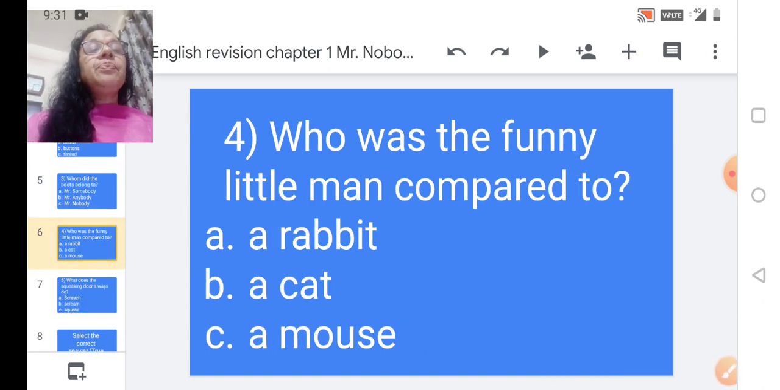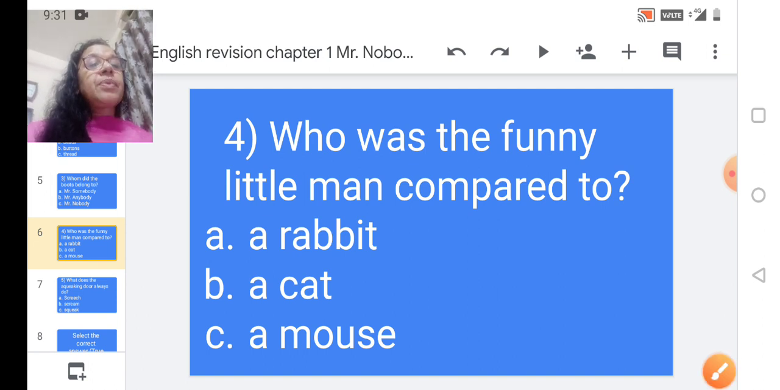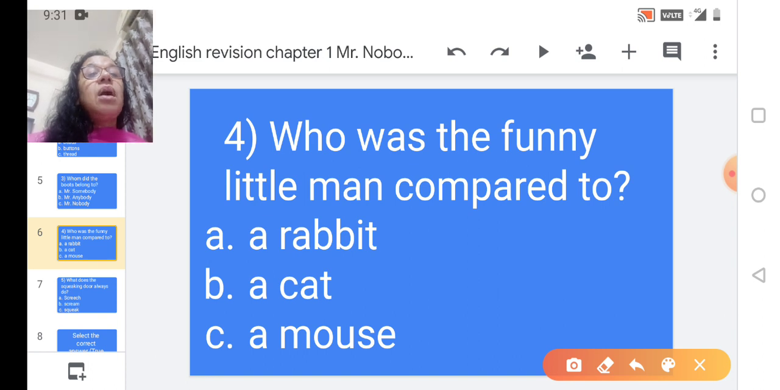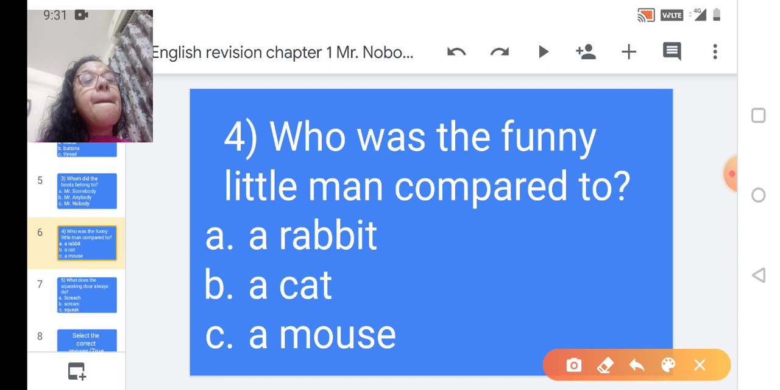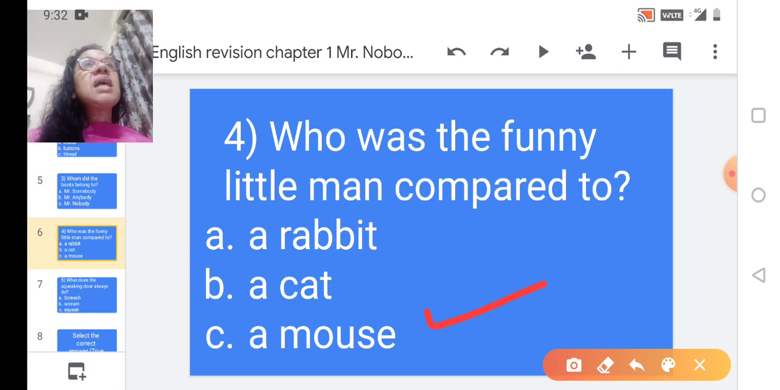We move further. Who was the funny little man compared to? Now in the first 2 lines, the funny little man was compared to a rabbit, a cat, a mouse. Now if you remember, in the second stanza he was as quiet as a mouse. So the answer is mouse.